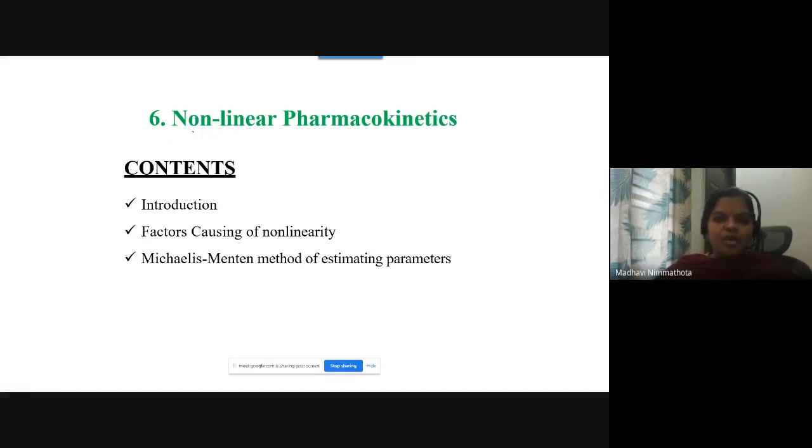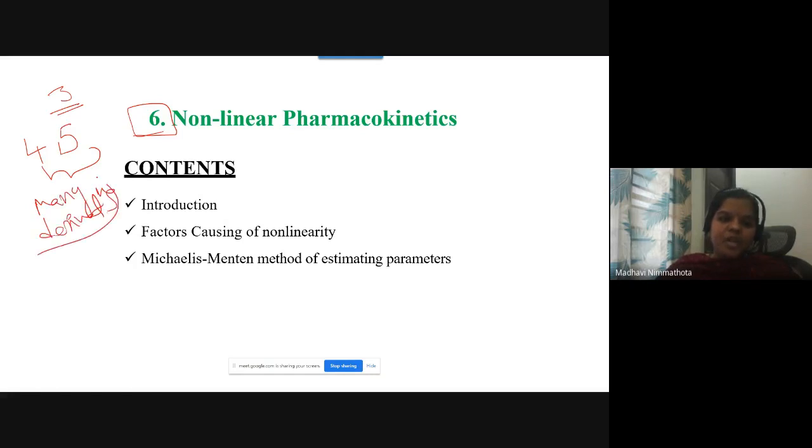The next topic is nonlinear pharmacokinetics. This topic is under Unit 6 of your syllabus copy. I completed till Unit 3. After that, Units 4 and 5 have many derivation parts, so I will start those after this. So let me discuss Unit 6, nonlinear pharmacokinetics.